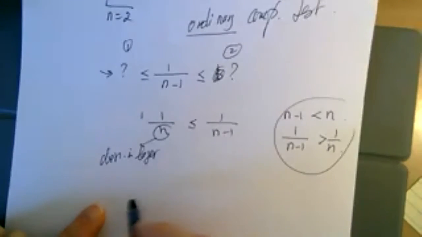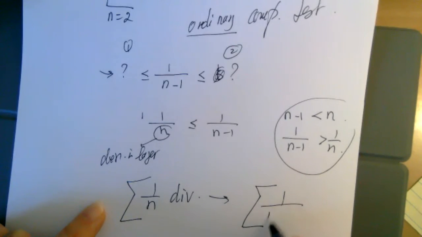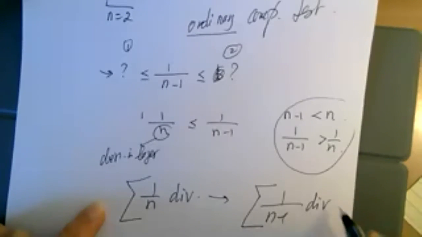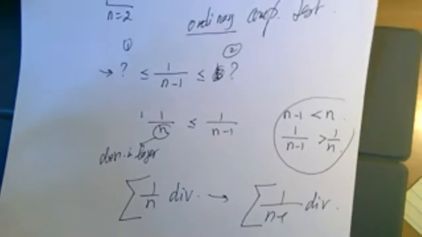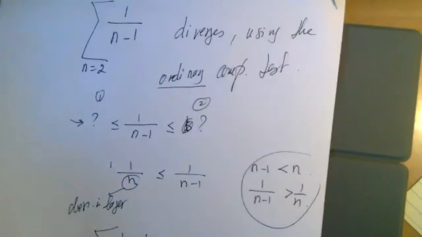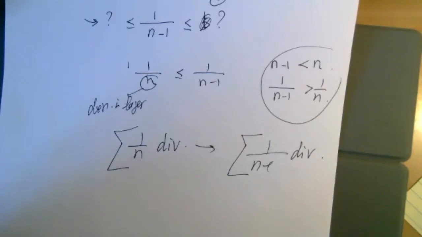So now, sigma 1 over n diverges. The smaller series diverges, then immediately the larger series will also diverge. Okay, so that's to give you an example of how we really use that. So if the smaller diverges, it means the larger will diverge. So that's the comparison test.